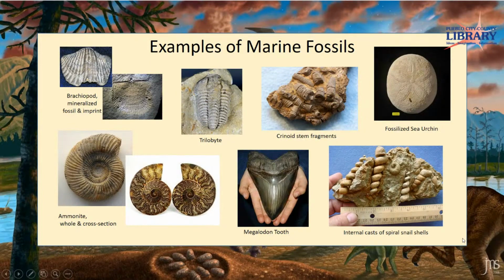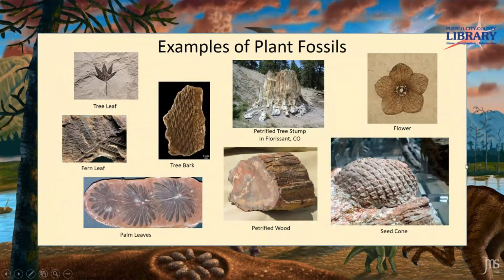Where I grew up in Kentucky, we unfortunately do not have dinosaur fossils, but we would find lots of these crinoid pieces, and you can find brachiopods and trilobites and fossilized coral too. Now we'll look at some plant fossils.